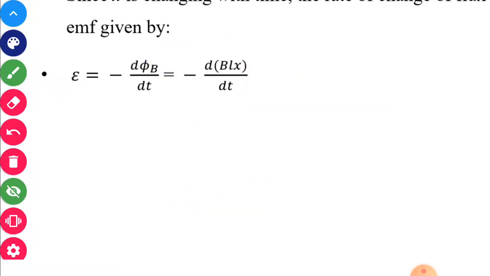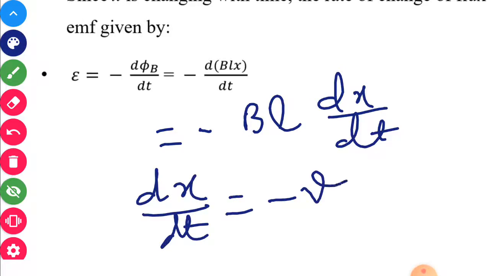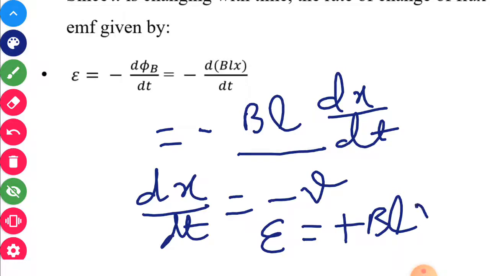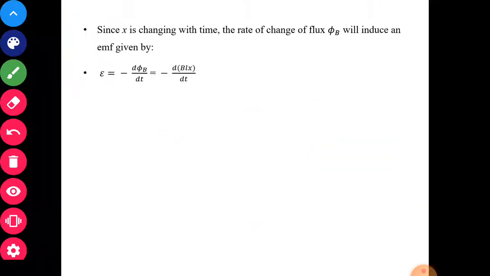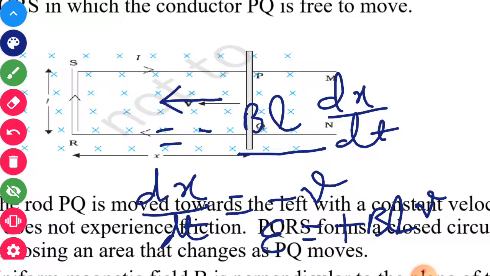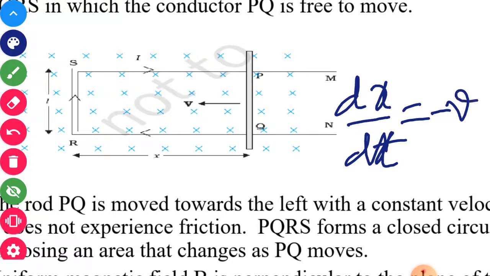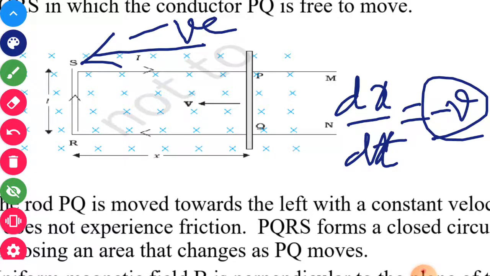if you take this minus B into L out and write dx by dt, now as x is reducing, try to understand, that is why dx by dt is taken to be minus V. So this value of electromotive force will become positive BL into V. Because as you know, when the rod is moving in the left direction, in this direction, the value of x reduces, and that is why dx by dt, the rate of decrease in x, is taken to be minus V.